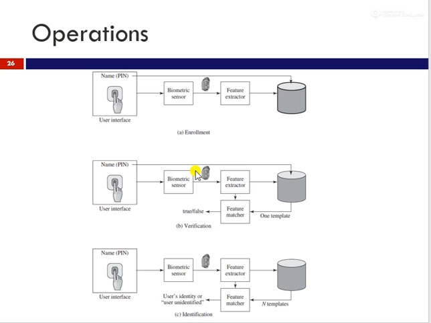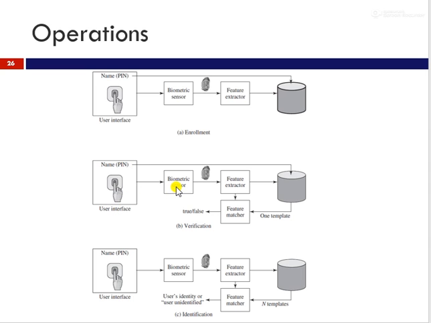After registration, for authentication purposes, we can either go for identification or verification. As I already told you at the start of this presentation, identification is 1-to-n matching and verification is 1-to-1 matching. Okay, what happens in verification? When the user comes for verification, he provides his name and his biometric data.